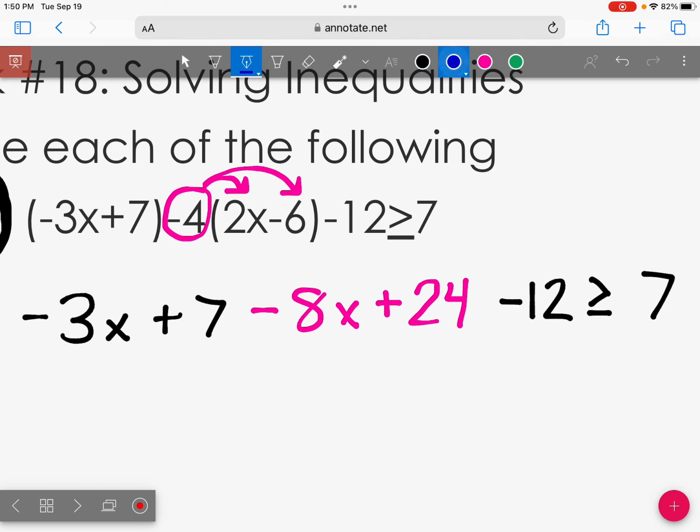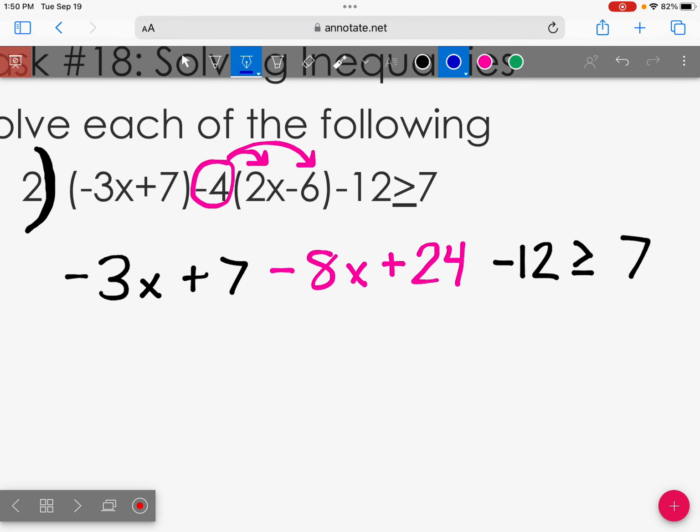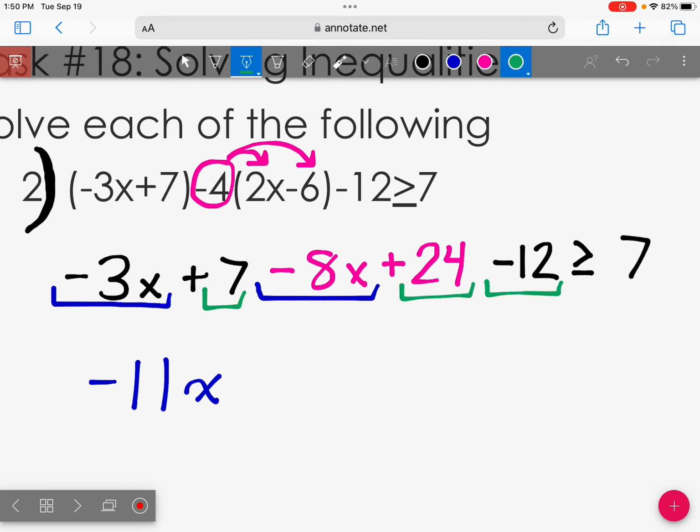Now what can we do? Combine the like terms. I've got a minus 3x and a minus 8. So what are those going to combine to? Minus 11x. We also have a 7, a 24, and a minus 12. That's 19. Greater than or equal to 7.